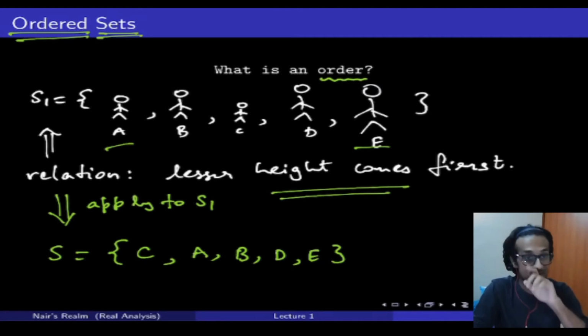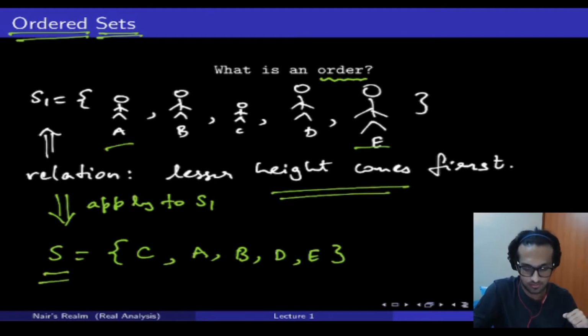But then what I did is I applied a relation. And when I applied this relation to the set S1, I got a very specific arrangement of elements in the set. Or in other words, I essentially got an order to the set. So I basically induced an order on this set S1, and the resultant set, which is ordered, is the set S.